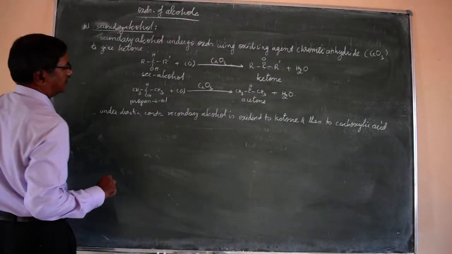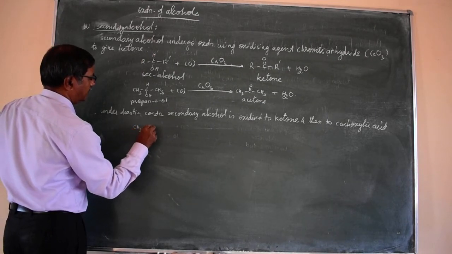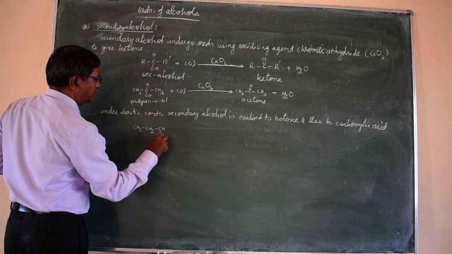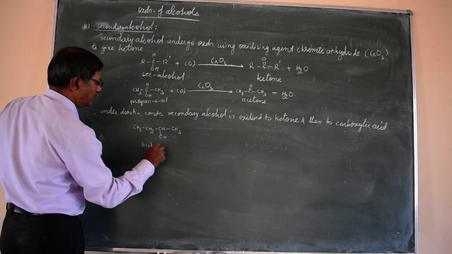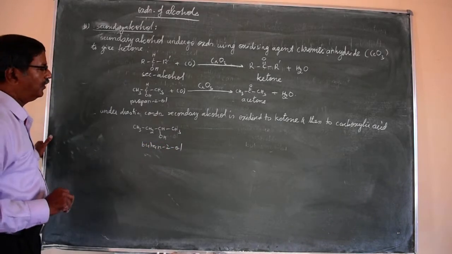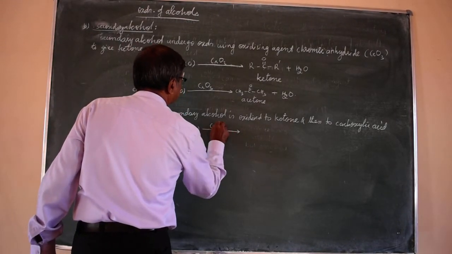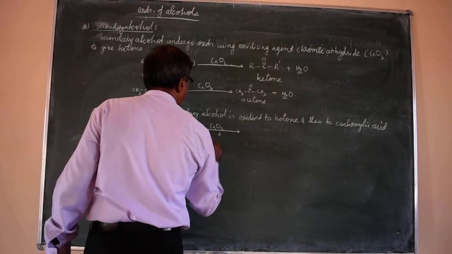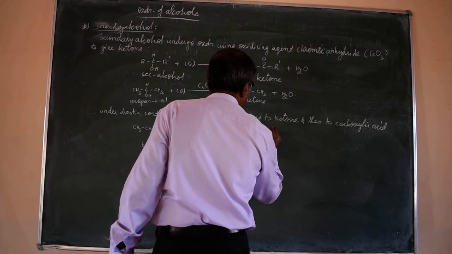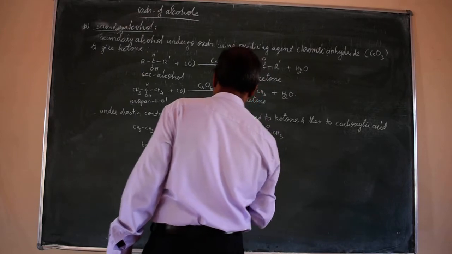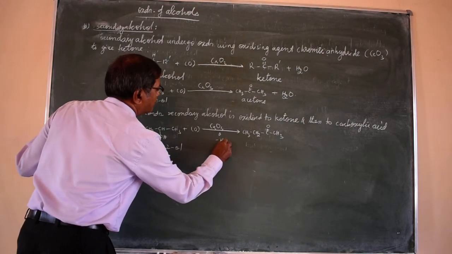The formula for ketone we know. I am writing directly the example. Secondary alcohol CH3-CH2-CHOH-CH3. We know it is butan-2-ol. It undergoes oxidation by CrO3. So on heating, you are getting CH3-CH2-C=O-CH3. Elimination of H2O takes place, so I am writing minus H2O.